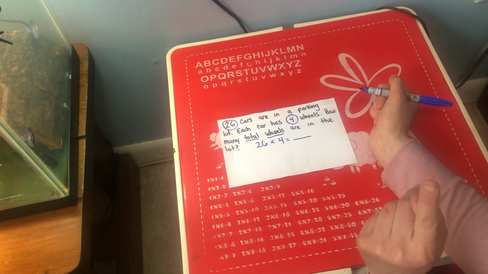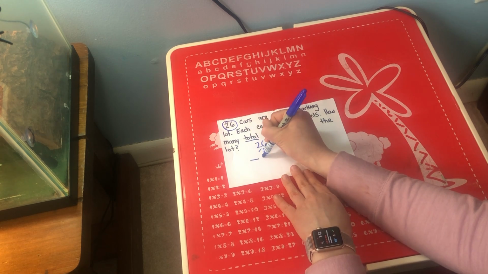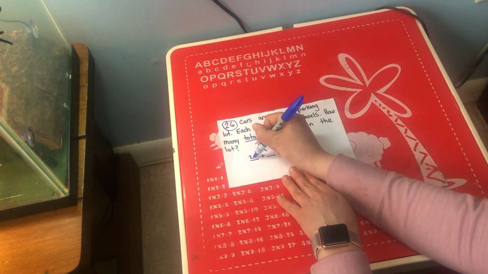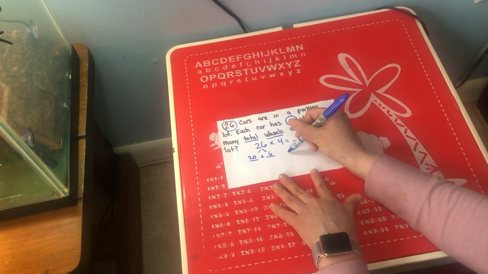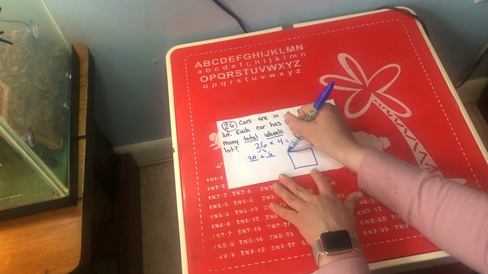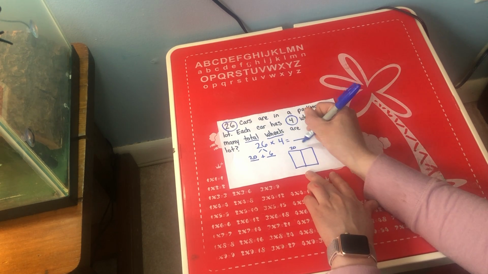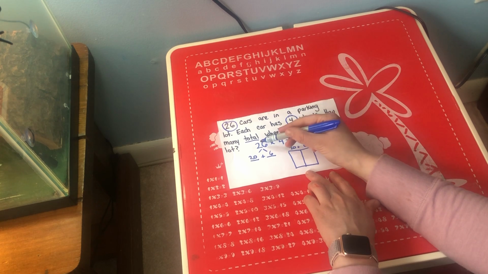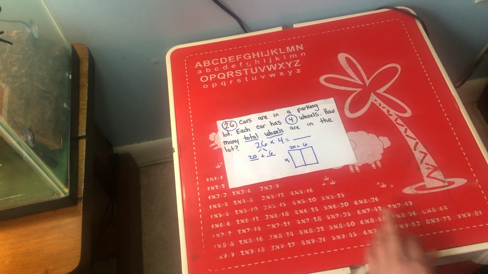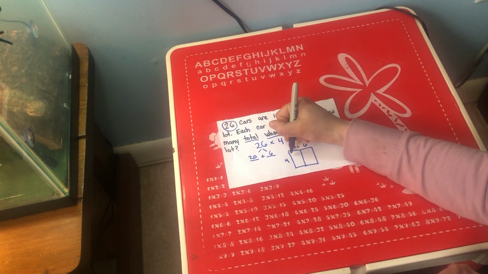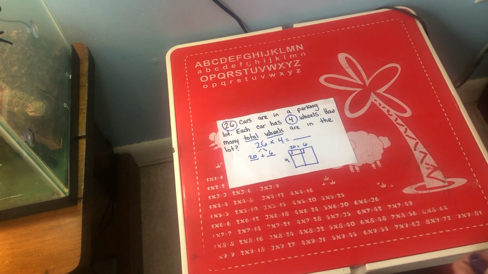Step 1, break up your 2-digit number into expanded form. 26 is the same as 20 plus 6. 2, set up your area model. Okay. Your 2-digit number is going to go at the top. And we're multiplying all of this times 4. That's going to go here. When I multiply, I'm first multiplying my 4 times my 20, and then I'm multiplying my 4 times my 6.